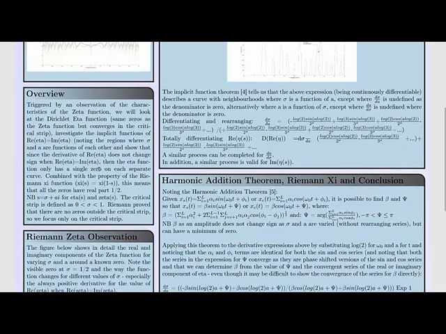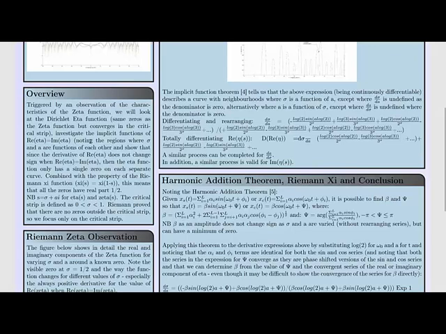To give an overview of the poster, first we'll look at an observation of the characteristics of the zeta function. We'll look at the Dirichlet eta function, which has the same zeros as the zeta function, but is proven to converge in the critical strip. Investigate the implicit functions where the real part of eta equals the imaginary part of eta, noting the regions where sigma and a are functions of each other.